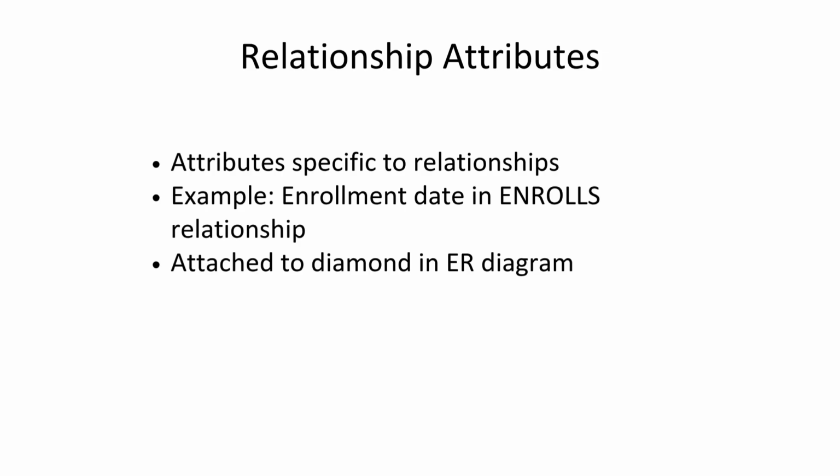Relationship attributes. Sometimes a relationship needs its own data. Example: enrollment between student and course may include grade and date. These are called relationship attributes and are linked to the diamond shape.